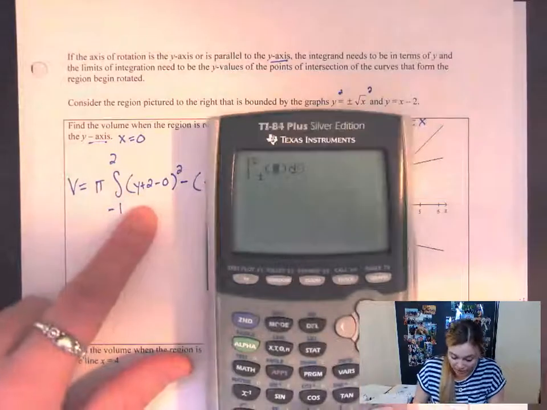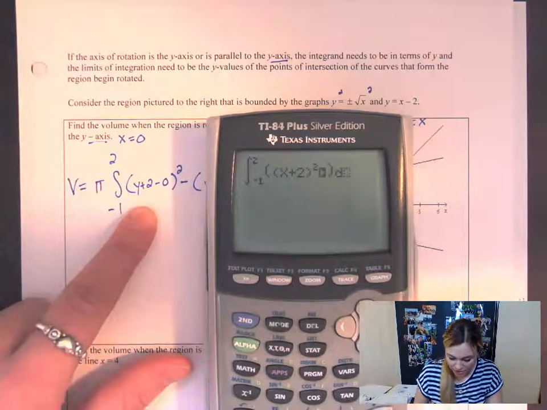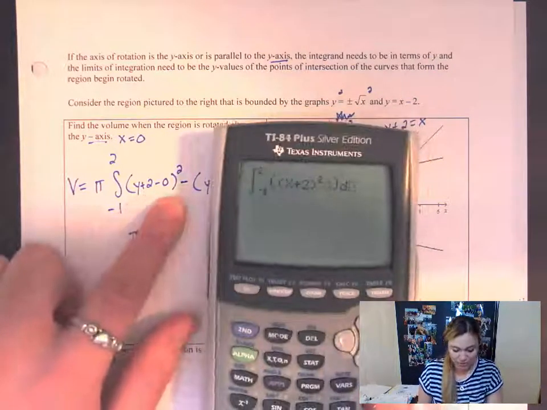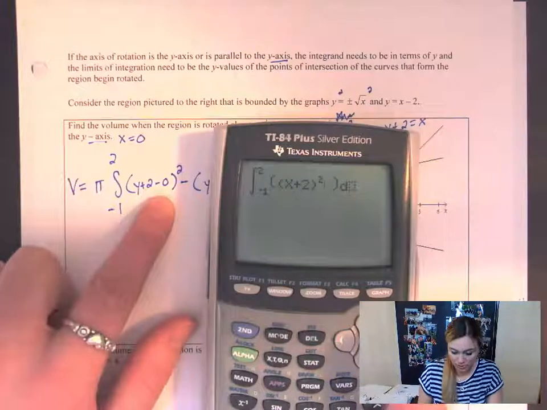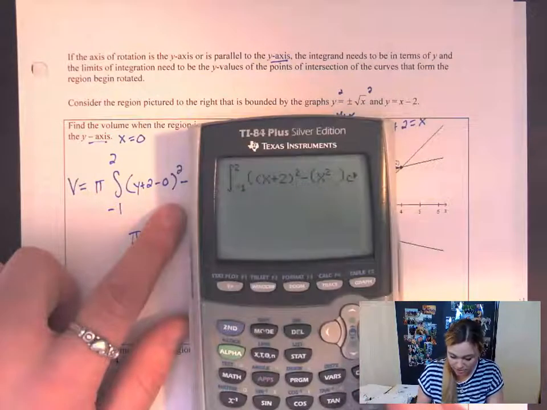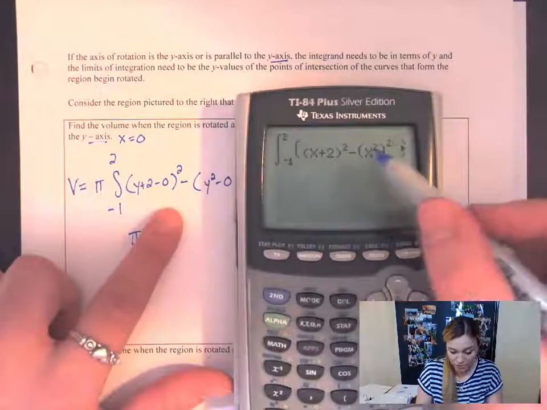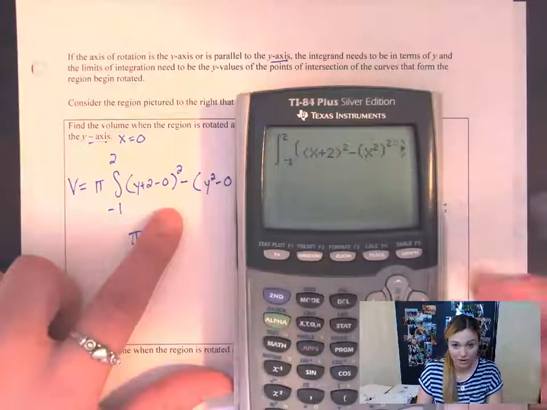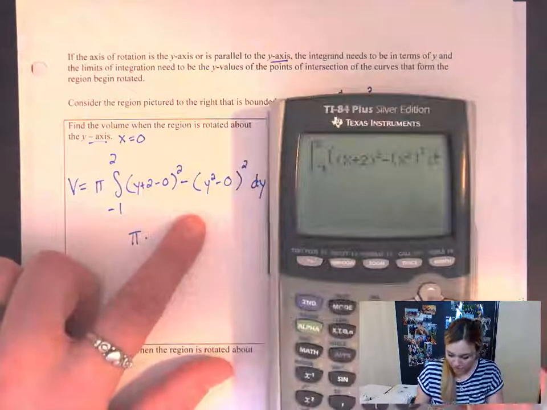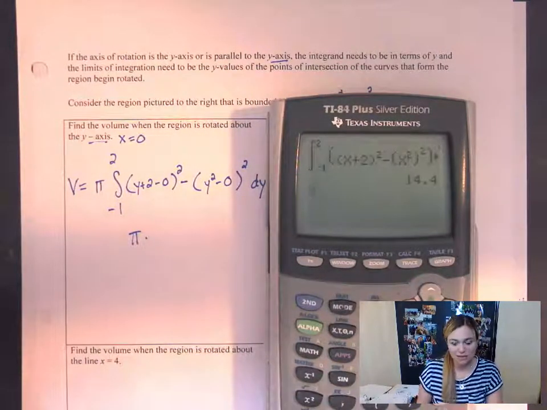This would be the quantity y plus 2, but I'm just going to write it as x plus 2 in my calculator. Seems kind of crazy, but that's okay. This is x plus 2 minus 0, so y plus 2 minus 0 is the same as y plus 2 squared. Minus y squared minus 0. Again, you don't have to. Whole thing squared because this is pi r squared, radius squared again. And then at the end, this is just a variable, so I'm putting in dx.